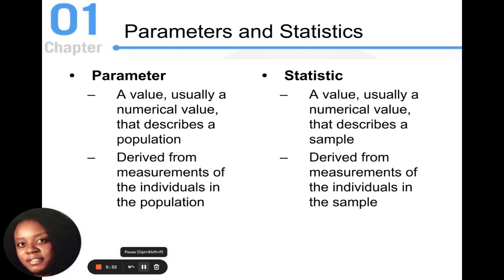A statistic is going to be a value or a numerical value that represents my sample. Remember, my sample comes from my population, and that statistic is going to be derived from measuring only the individuals who are part of my sample.